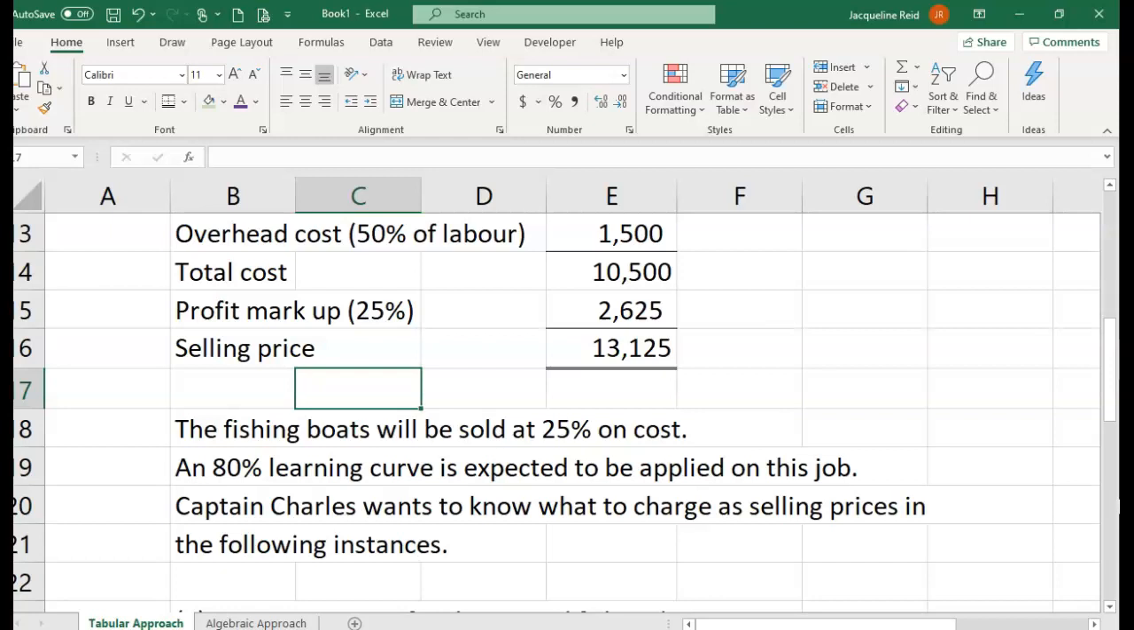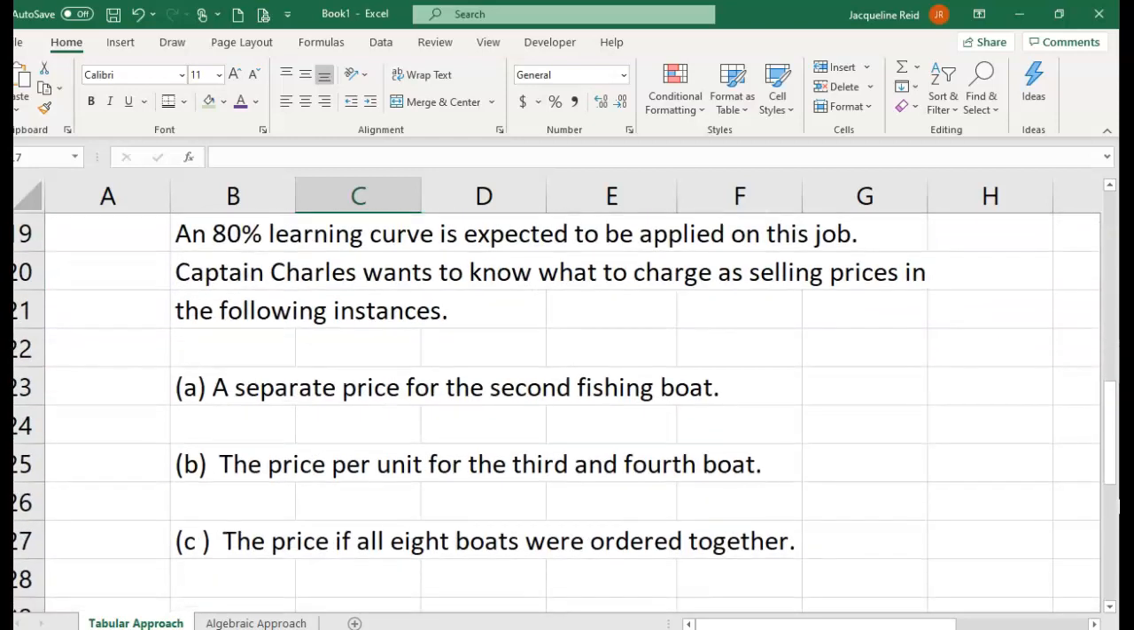Now, Captain Charles wants to know what to charge as selling prices in the following instances. First, he wants to find out what price to charge for the second boat. He also wants to find out what price to charge if somebody is buying the third and fourth boat together. And the last option, if somebody wants to buy all 8 boats ordered together. Now here's the key.